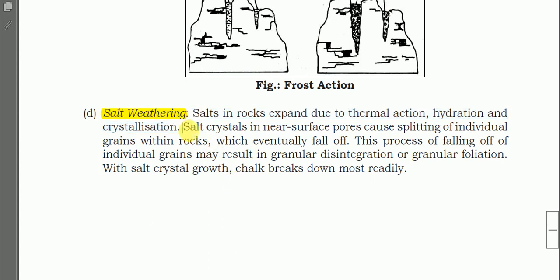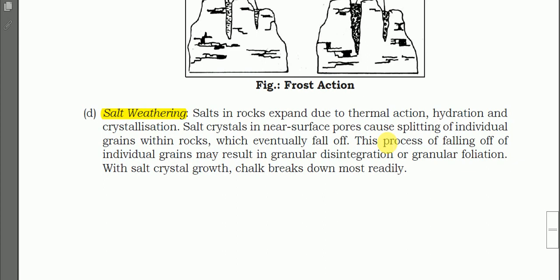And the salt crystals in the near-surface pores cause splitting of individual grains within the rocks, which eventually fall off. This process of falling off of individual grains may result in granular disintegration or granular foliation. With salt crystal growth, chalk breaks down most readily.